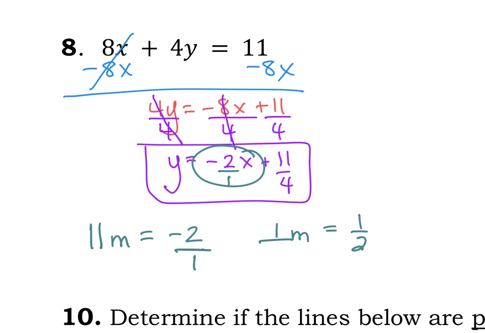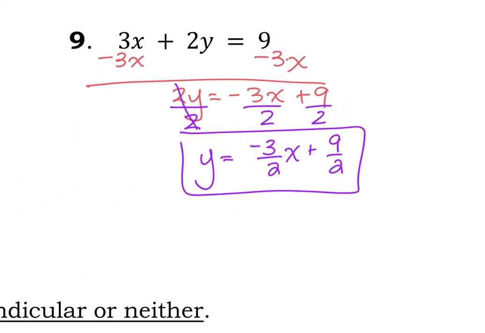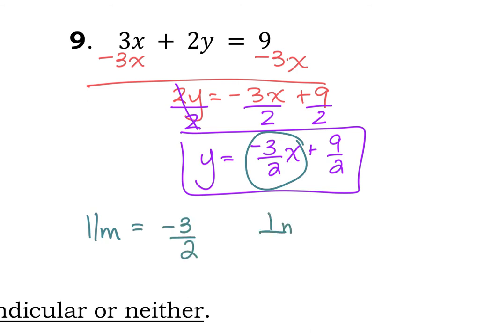All right, let's do the same thing for number 9. What is the slope on number 9? Negative 3 over 2. If it's parallel, am I changing it? No, right? And if it's perpendicular, what do I have to do to it? Flip it and change the sign, right? We're going to do the opposite reciprocal. All right, so see how we were doing the slopes?